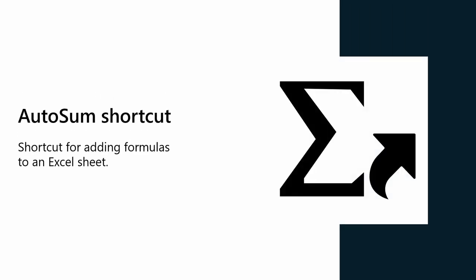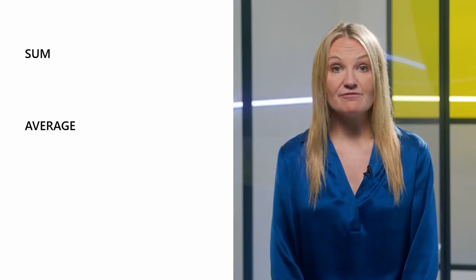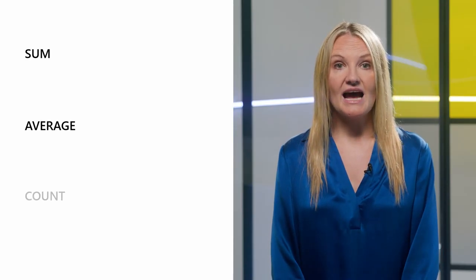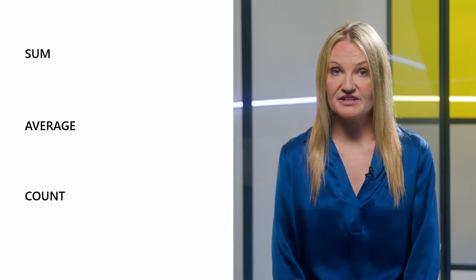You then explored the AutoSum shortcut. The AutoSum shortcut is a method of adding formulas in Excel. It provides quick access to core functions that Excel users make daily use of. The functions it provides access to include the sum function, which adds all values within a selected range of cells, the average function, used to calculate the average of the selected range, and the different versions of the count functions.